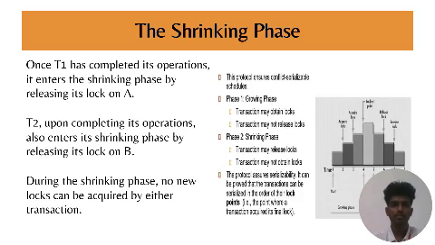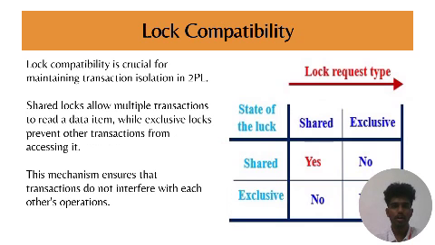The shrinking phase. Once T1 has completed its operations, it enters the shrinking phase by releasing its lock on item A. T2, upon completing its operations, also enters its shrinking phase by releasing its lock on B. During the shrinking phase, no new locks can be acquired by the transaction. Lock compatibility is crucial for maintaining transaction isolation in 2PL. Shared locks allow multiple transactions to read a data item, while exclusive locks prevent other transactions from accessing it. This mechanism ensures that transactions do not interfere with each other's operations.